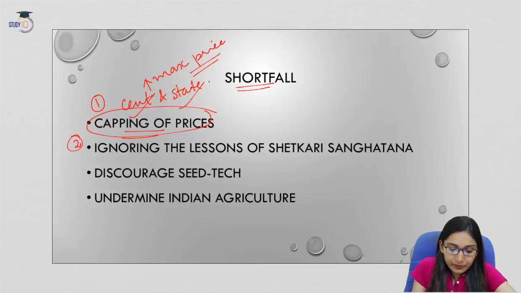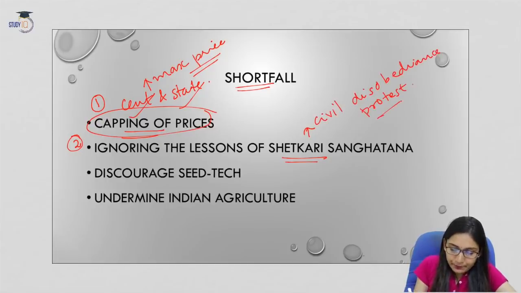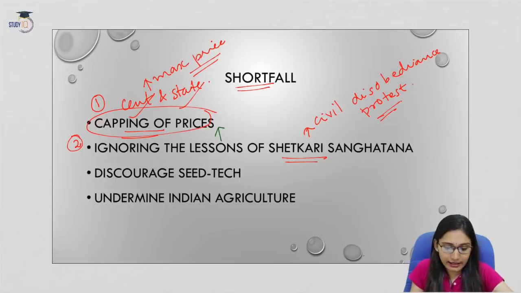And second, it seems that the government is willfully ignoring the lessons learned from Shetkari Sanghatana. Shetkari Sanghatana was a civil disobedience protest. We will come back to it. This was a civil disobedience protest conducted by the farmers themselves. And let us see in brief what this protest was all about.